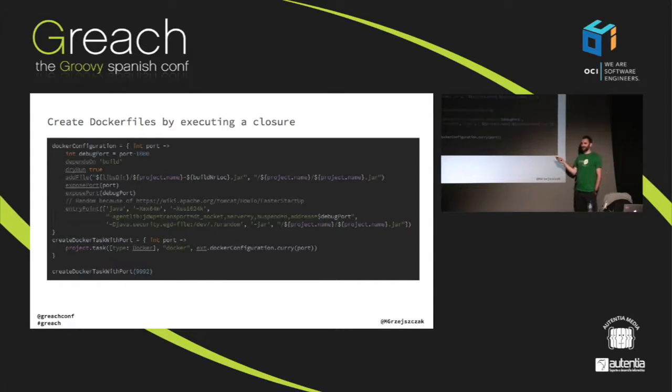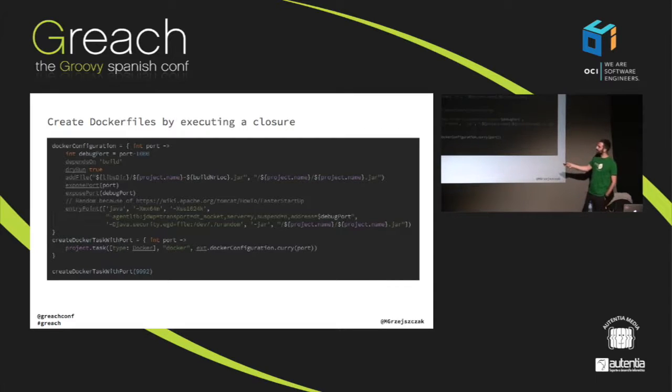Who has used curry on a daily basis? Is using curry. So very few people. You rarely need that. So what is that actually? The Docker task needs a configuration closure, right? So I don't want to execute this closure. I want to pass a closure, but with a certain port.